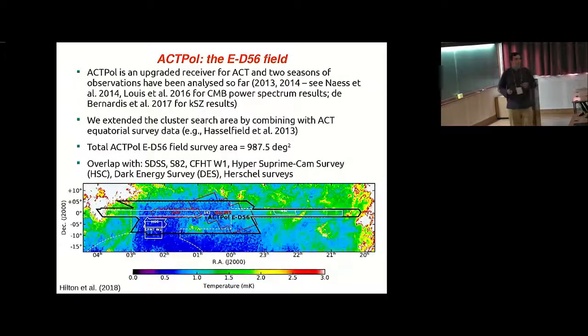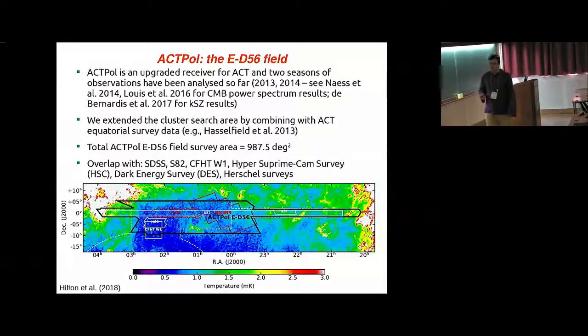Moving on to ACTPol, this is the new receiver we've had, and a number of results have come out so far. These are all based on the first couple of seasons of observations, from 2013 and 2014. If you want to read about the power spectrum results, that's there. There's a KSZ paper here, and probably a couple more.